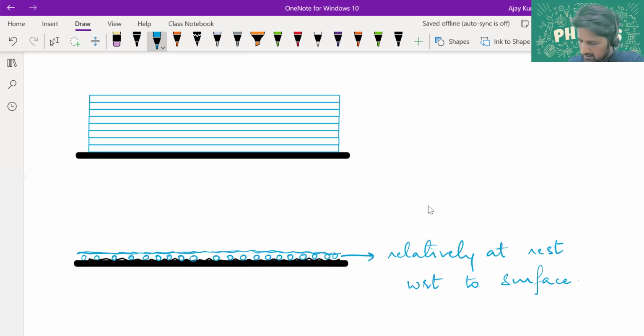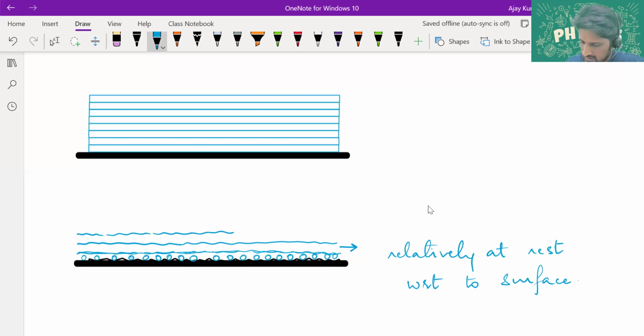The next layer, the second layer of fluid, can slide over the first layer. So first layer is at rest with respect to surface. Second layer can have some velocity. Now from first layer to second layer, there is some change in velocity. First layer is at rest. Second layer has a slightly higher velocity. So relative to first layer, second layer has some speed. Now relative to second layer, third layer can have some speed.